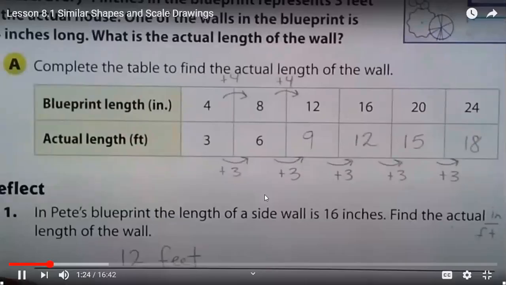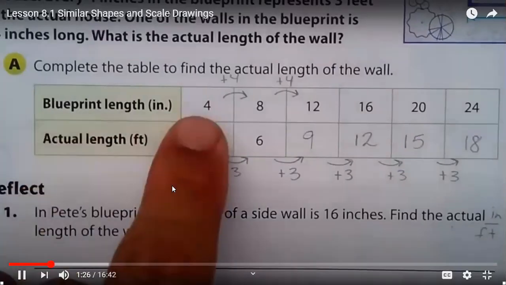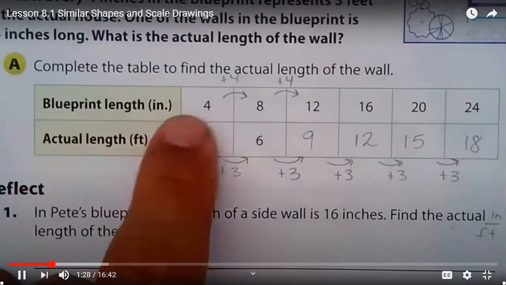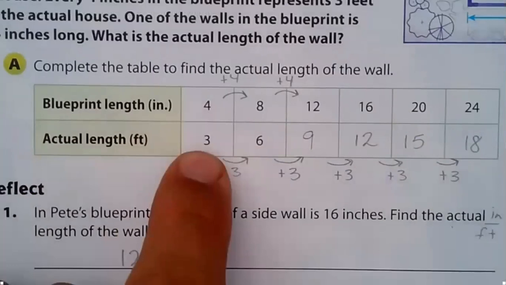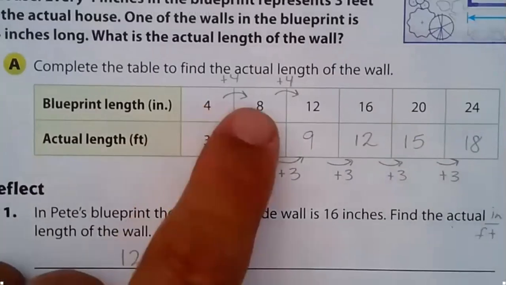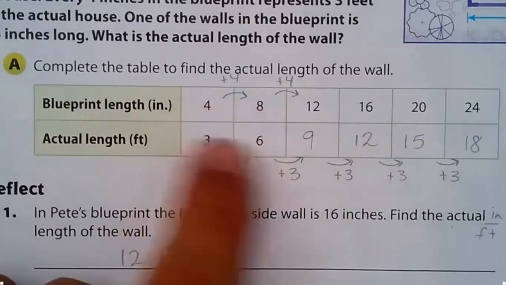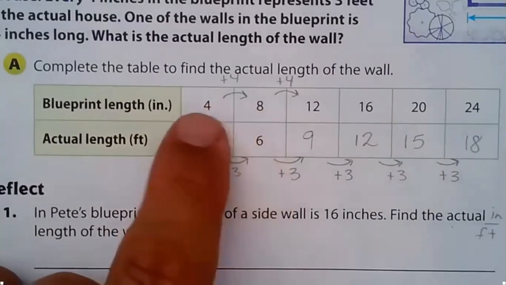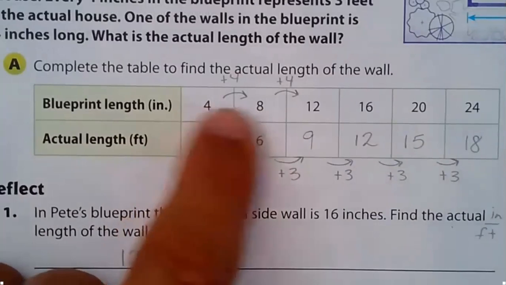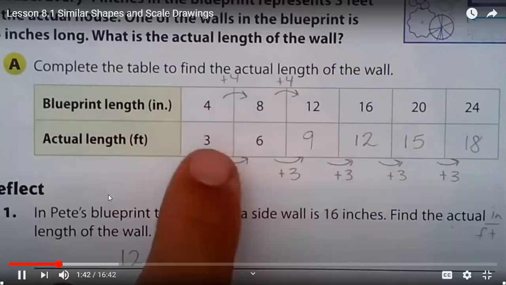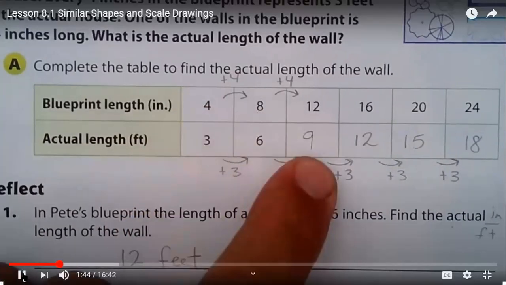But here we go. In this table, 4 inches represents 3 feet. If I double this number, I would have to double this number. And that's an increase of 4. If I triple this number to 12, I would have to triple this number, which means multiply it by 3. So in this case, grade 7, we have the blueprint length and the actual length.